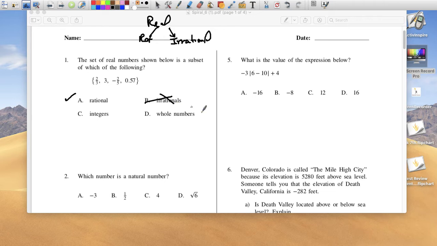They're not irrationals. They're not whole numbers. I think I just gave you the answers. And they're not all integers. This is an integer, and that's the only integer. So at least they're all rational numbers.